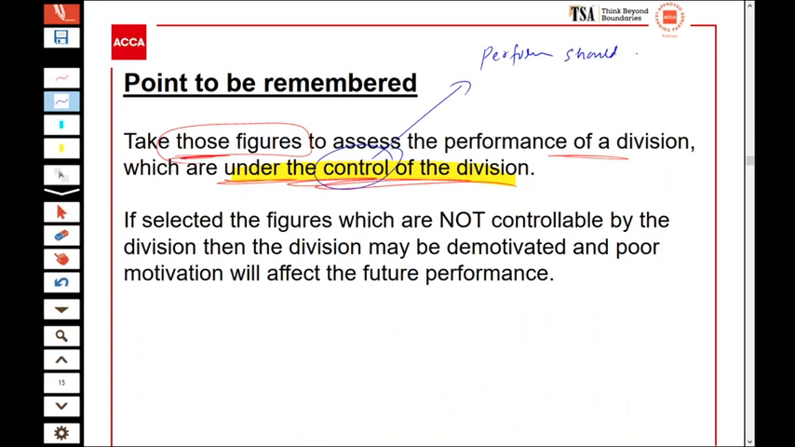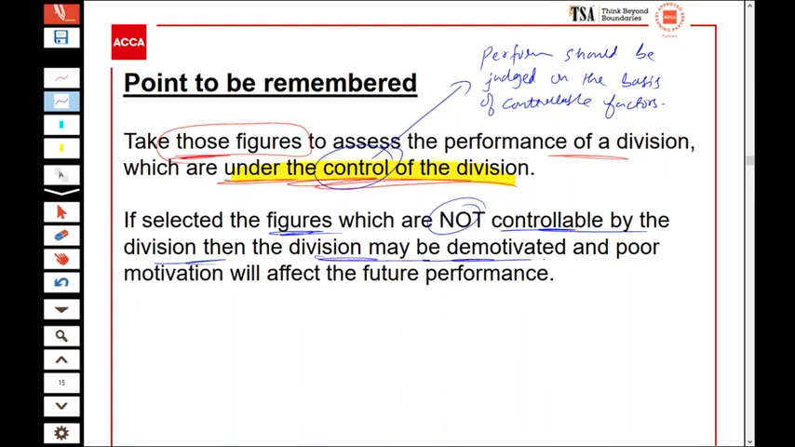Performance should be judged on the basis of controllable factors, because if something is out of my control, how can I be responsible for that? If we select figures which are not controllable by the division, then the division may be demotivated, and poor motivation will impact the future performance. Yes, it does make sense.